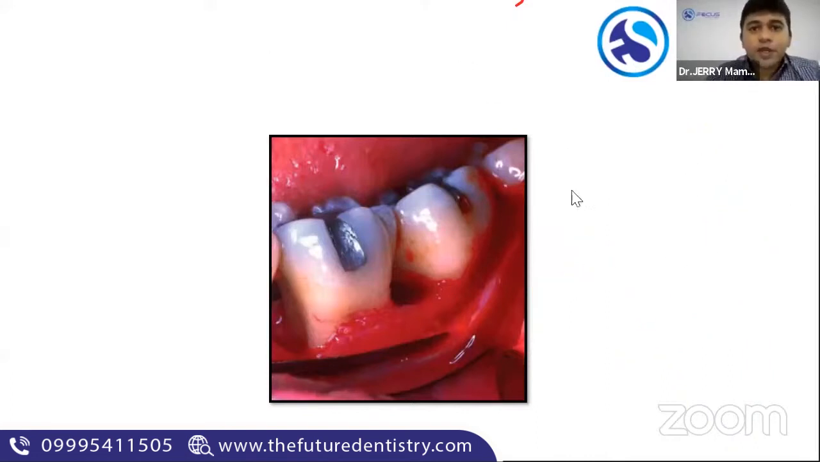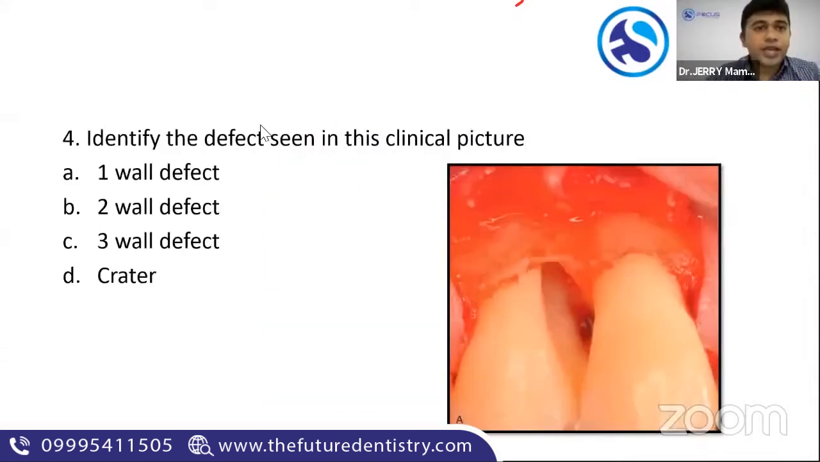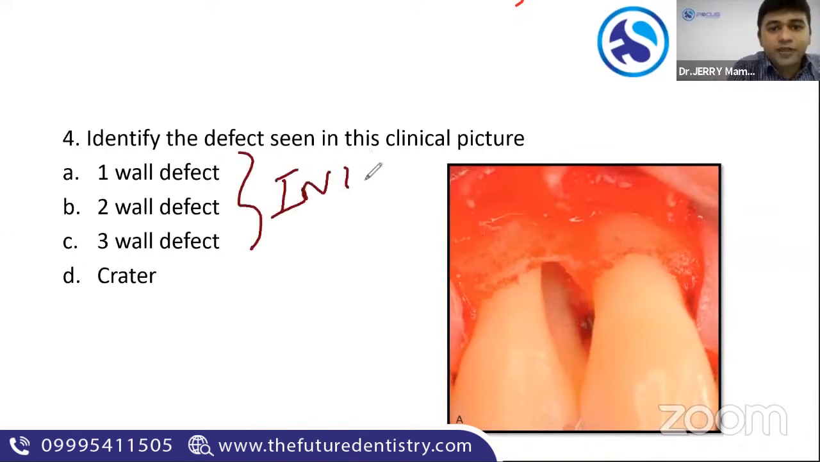Okay, so moving on to the next question. Now we have come to a clinical question. Yes, thank you. Okay, you have understood it. Very good, so I'm happy now. Next question: identify the defect in this clinical picture. First of all, look at the options. You have one wall, two wall, three wall. So all these are what? These are all intra-bony defects.